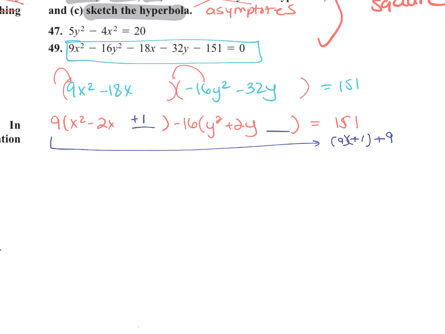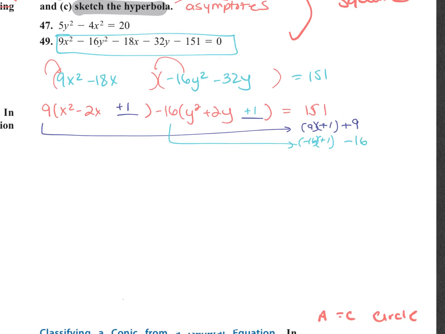Repeat that process with the y. 2 divided by 2 is again 1. 1 squared is 1, add the 1. Normally I'd add the 1, but I'm multiplying by a negative 16 this time, so I'm actually subtracting 16. So on the right-hand side, 151 plus 9 is 160, minus 16 is 144. Good so far? Yeah, okay.